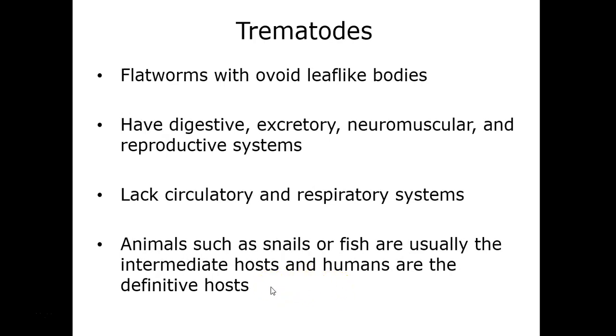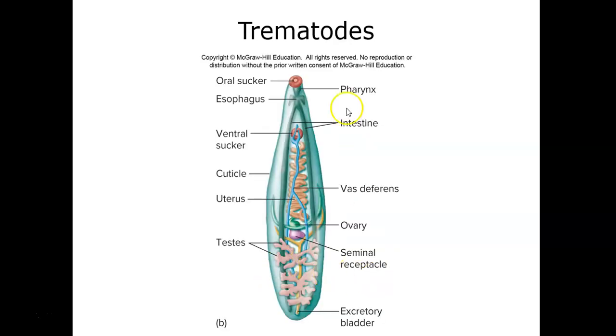The trematodes, which are flatworms that have these flattened bodies, we are going to remind ourselves that these have very primitive digestive, excretory, and reproductive systems. However, they lack circulatory and respiratory systems. And we're going to see that their hosts are usually animals such as snails or fish, with humans being the definitive host. So here again is our example of our trematode.